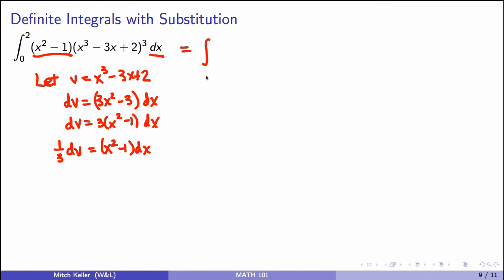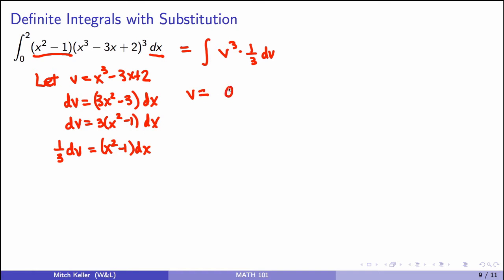And so if we were doing an indefinite integral and we weren't thinking about our limits of integration, because we didn't have them, we would say, okay, well this is now v cubed times 1/3 dv. Now here's where we have to be very careful. These limits of integration, we're saying x goes from 0 to 2. This is now a function of v, and so we really need to figure out what happens with v when x is 0.